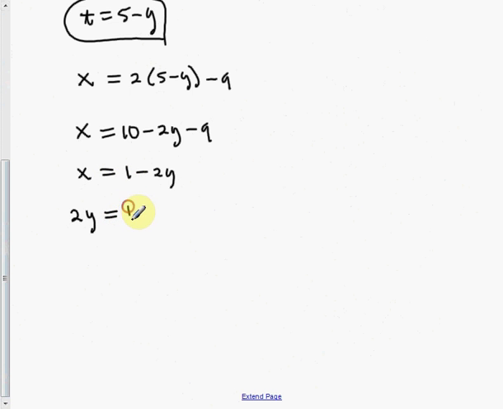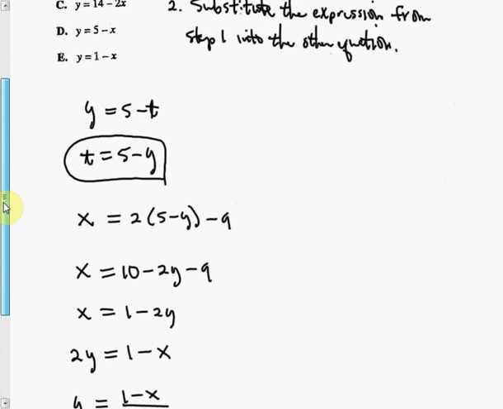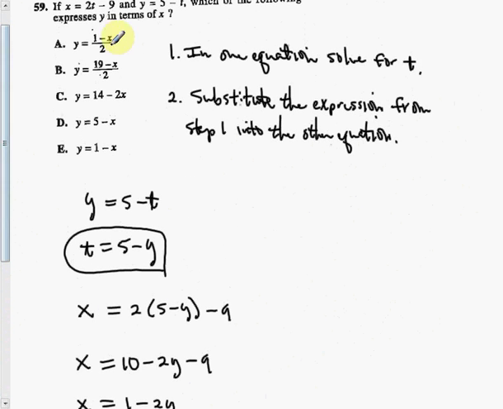So I get 2y is equal to 1 minus x. Now divide both sides by the 2. And you get y is equal to 1 minus x all over 2. Now see how they wrote the answer. There it is. y is equal to 1 minus x over 2.